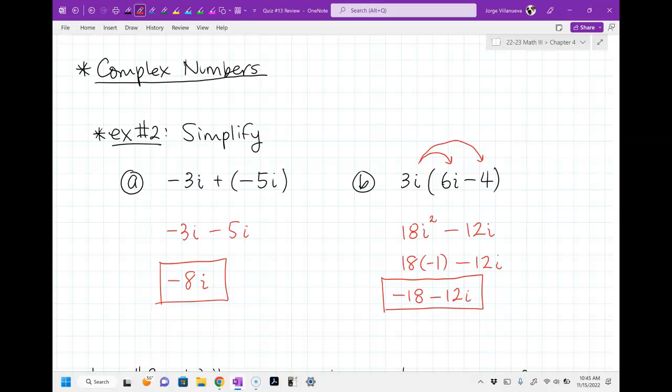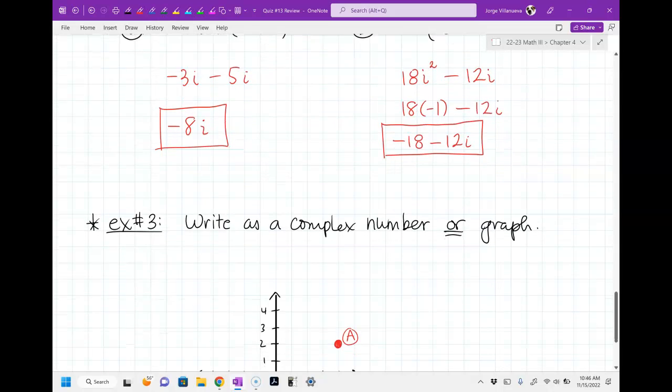So good question. Should I combine? No, because they're not like terms, right? These I could combine because notice they both had i's in them, right? But the other ones do not. So remember, it's just like your x variables and stuff like that. All right, last two questions.